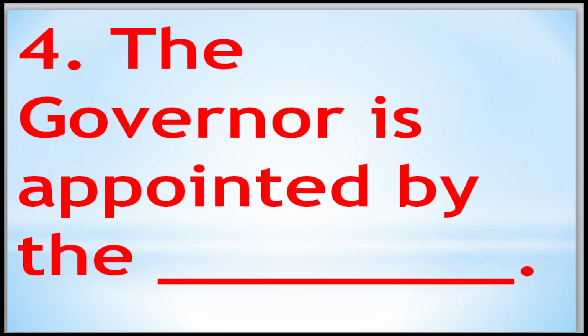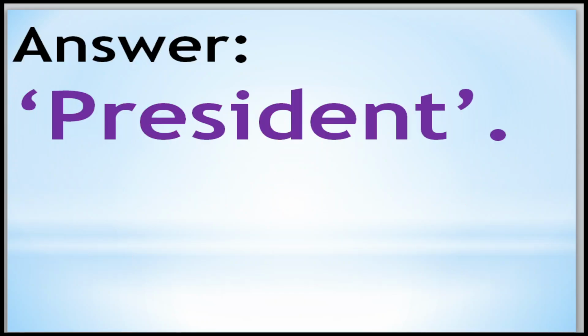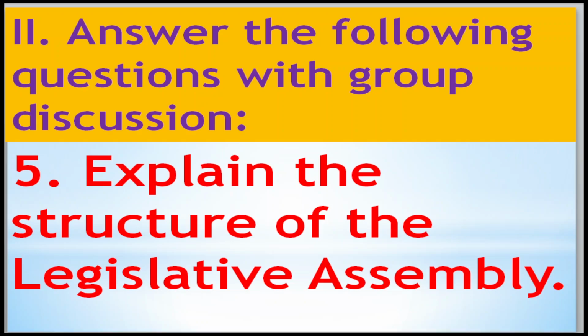Okay, now move to the fourth one. The governor is appointed by the dash. So the answer is president. Answer is president. Now move to the second one. Answer the following questions with group discussion.